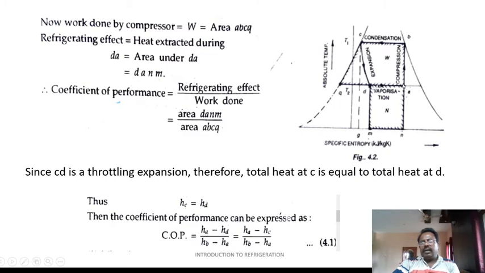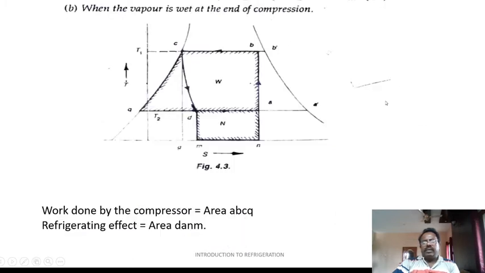So let us consider what happens when the vapor is wet at the end of the compression. In the last case, when the vapor is dry, this point B falls on this line. Okay, so when vapor is wet, it will fall below this line, that is the entropy line. So this B will be shifted to B dash here.